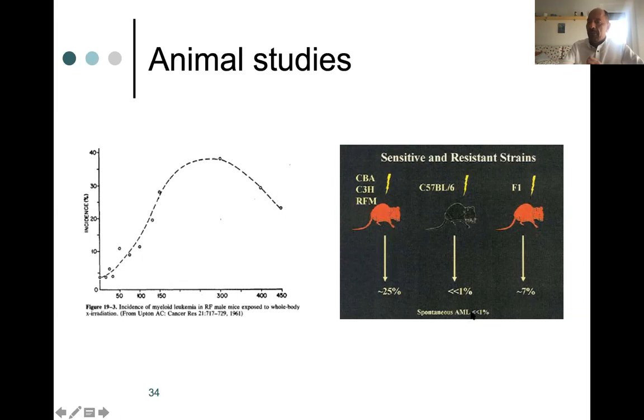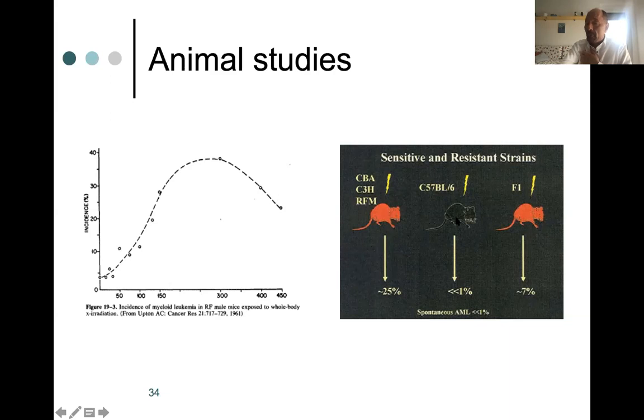Leukemia, acute myeloid leukemia. In the black mouse, for example, if you irradiate the black mouse with 1 gray of radiation, the incidence of leukemia is less than 1%. But if you irradiate a CBA mouse or C3H mouse or RFM mouse, you see here, at 100, this is in rad, the dose is not in gray, of course, with 100 centigray, you see it's around 20%. Here is written 25% if you look at this animal, so very high.